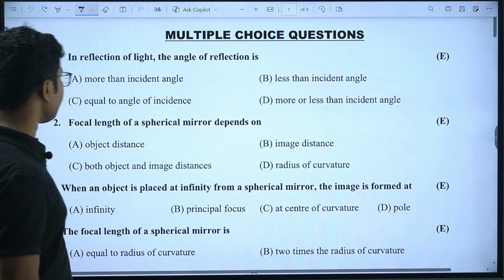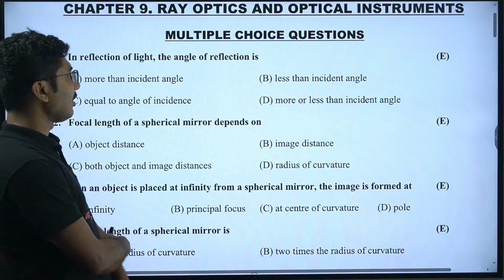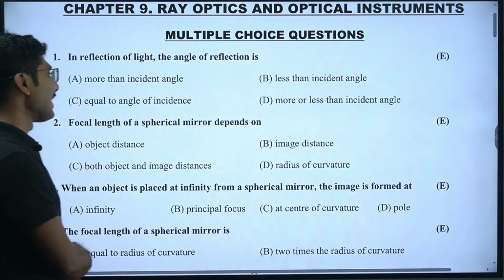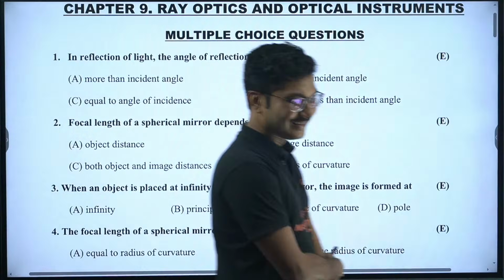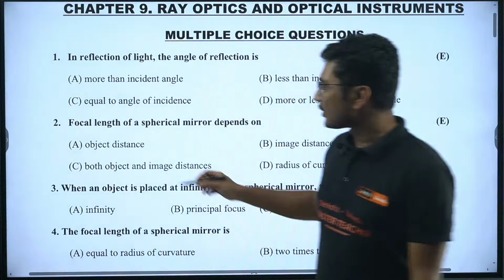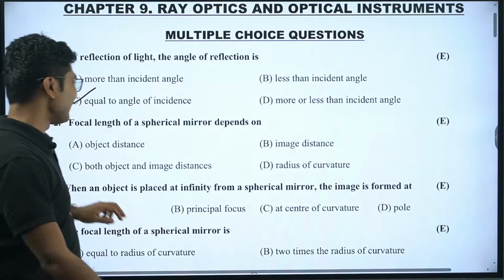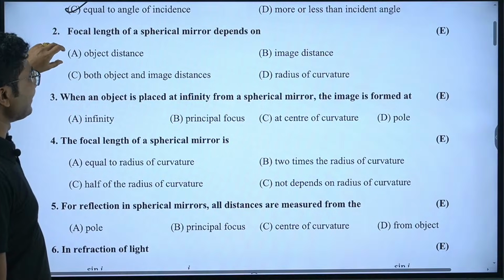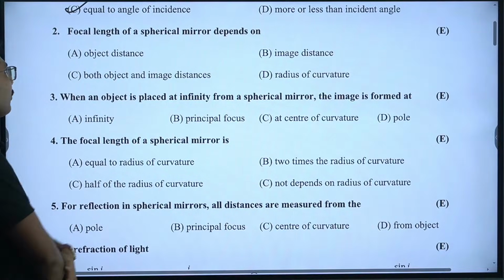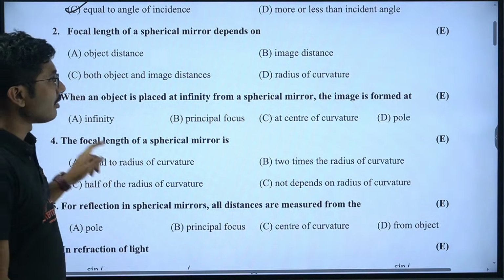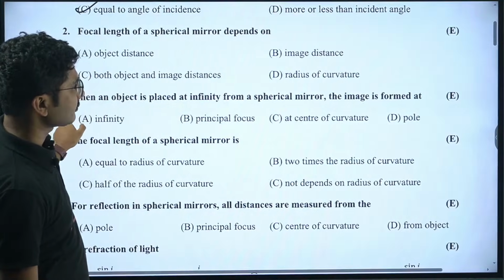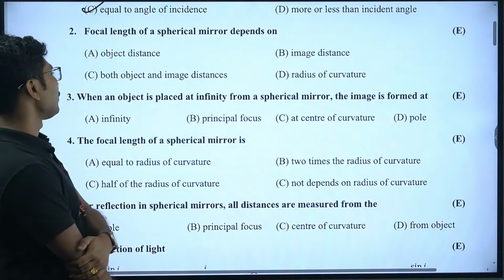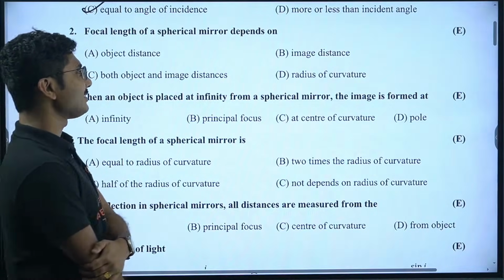Let's start. First question: in reflection of light, the angle of reflection is more than the incident angle, less than the incident angle, or equal to the angle of incidence? Easy question. Yes, option C. I will not spend any time on this question. Second question: focal length of a spherical mirror depends on what factors? Object distance, image distance, both object distance and image distance, or radius of curvature.